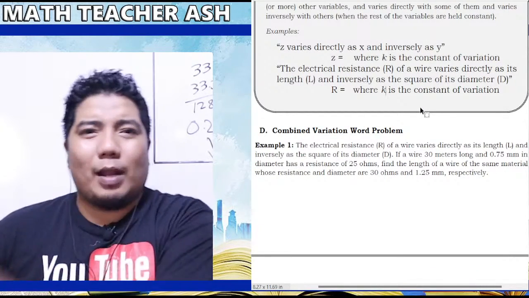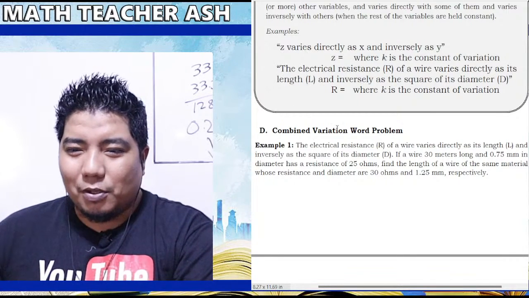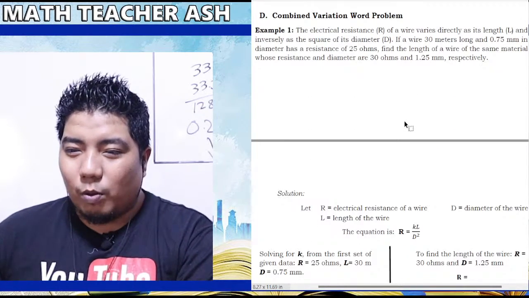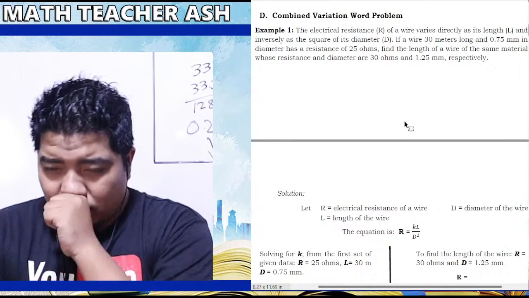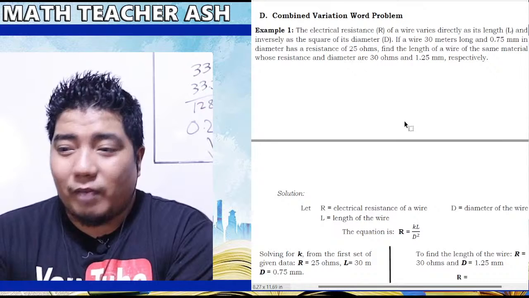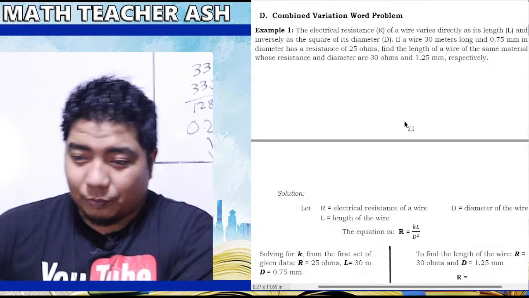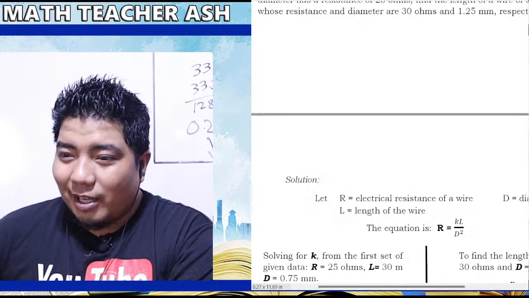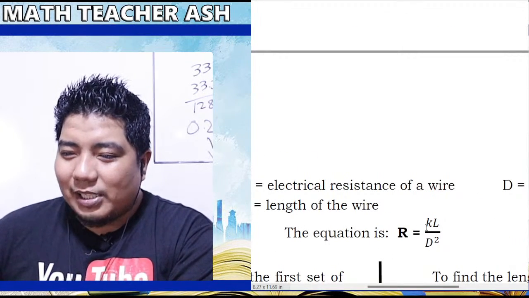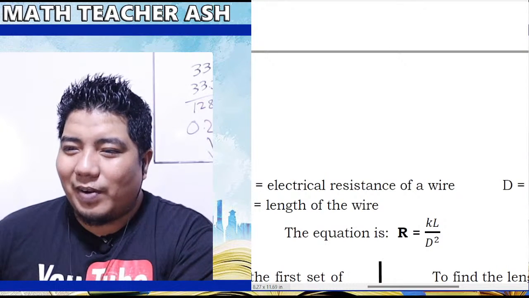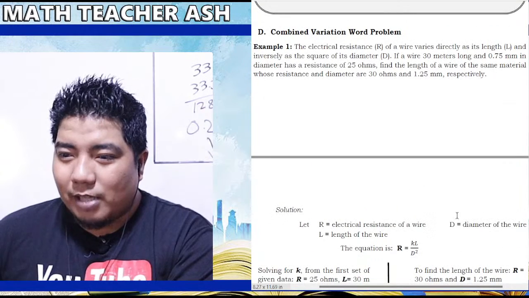So step by step ka lang, huwag mong diretsuhin para at least hindi ka mawala, my dear math learners. Okay, so next we will go to our word problem, example of the word problem. So we have here, the electrical resistance of a wire varies directly as the length and inversely as the square of D. Okay, so ito yung sinabi ko ngayon lang. R is equal to KL over D squared.